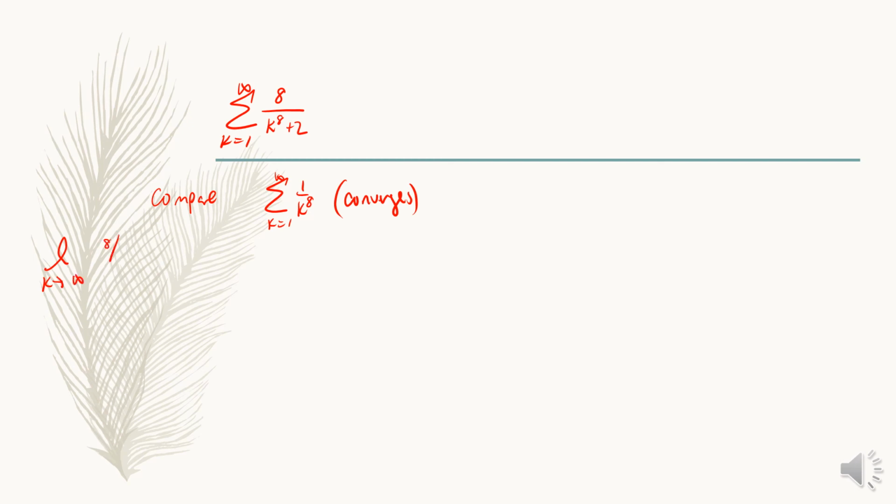So I'll get 8 over k to the 8th plus 2, the terms of my first divided by the terms of my second. I'm going to flip the second fraction, multiply straight across, so I'll get 8 k to the 8th over k to the 8th plus 2. And now since we're looking at infinity, this 2 doesn't make a difference. I'll just get rid of that. And I think my limit is 8, which is a number, which means that both of these converge.